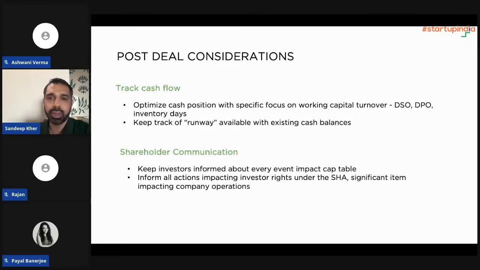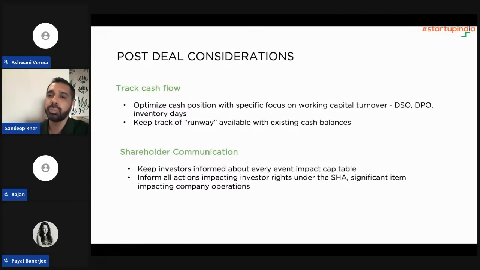Cash flows, I spoke about it. How is your working capital cycle playing out? That's very important. What happens is people start looking at metrics like revenue, but the conversion of that revenue to cash is very important. How much time is it taking for your receivable cycles to turn around?